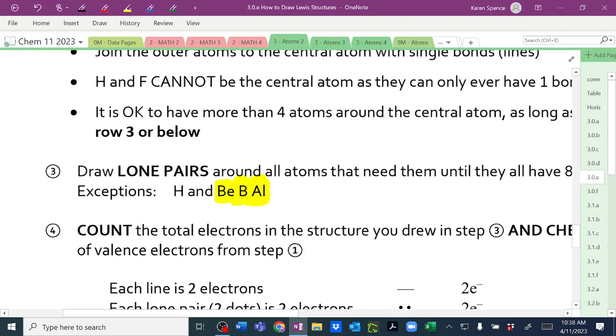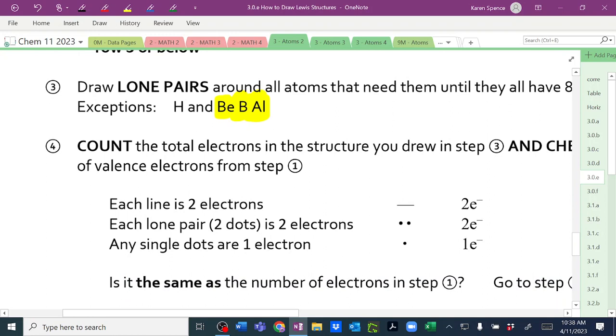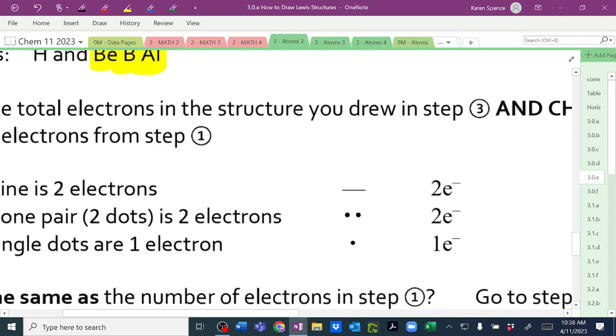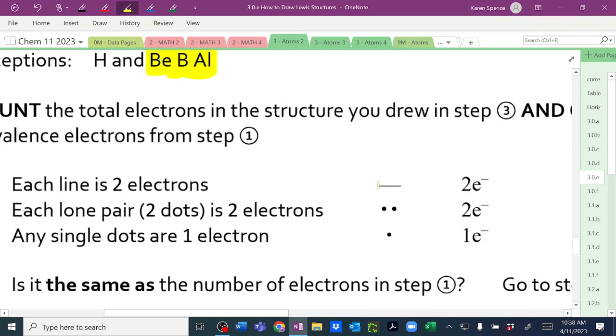Once you have your structure and all your lone pairs, you count and check. So you count up all the electrons in your structure and you check to see if it's the same as the number of valence electrons you had at the beginning. Every line counts for 2 electrons. So a line is 2 electrons. 2 dots is 2 electrons. A single dot is 1 electron. What's the only issue I have with single dots?